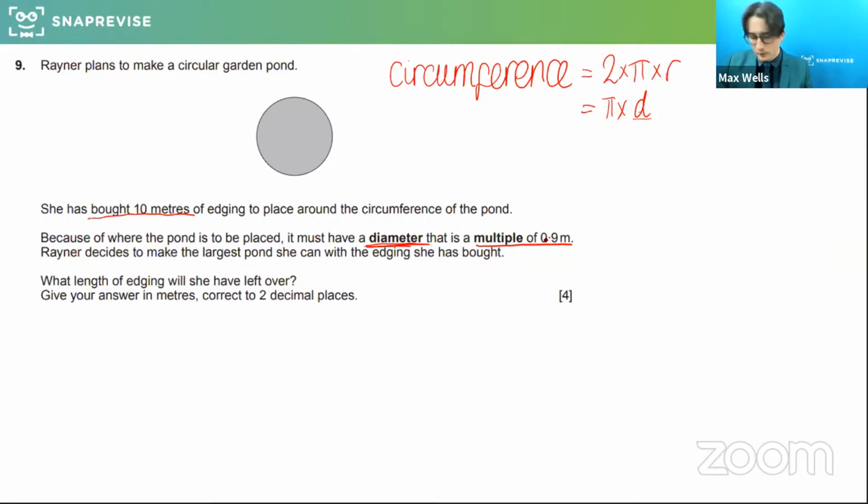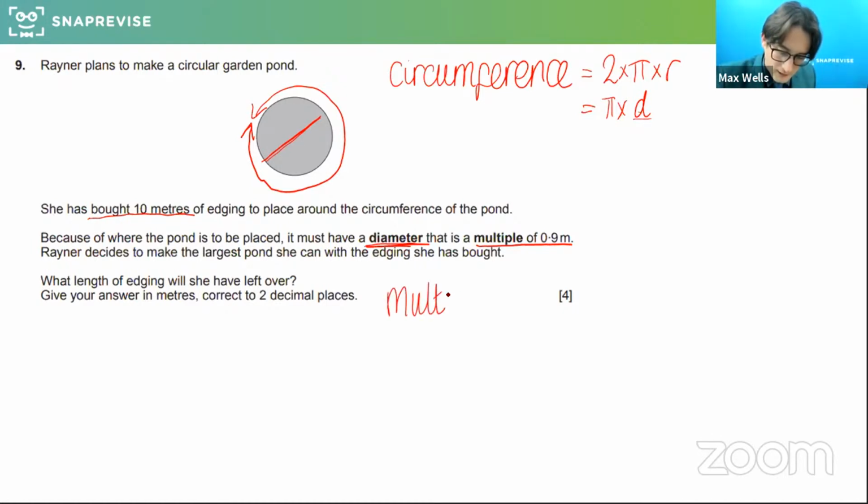Yes, absolutely. We'll go through this carefully, just give everyone a chance to have a little think. Because she's only bought 10 meters, the most that this could be around the edge is 10 meters when she lays it all out, because that's the amount she's bought. It's also said that the diameter, the distance from here to here, has to be a multiple of 0.9. So if we think about what multiples of 0.9 are, I'm going to list them out.